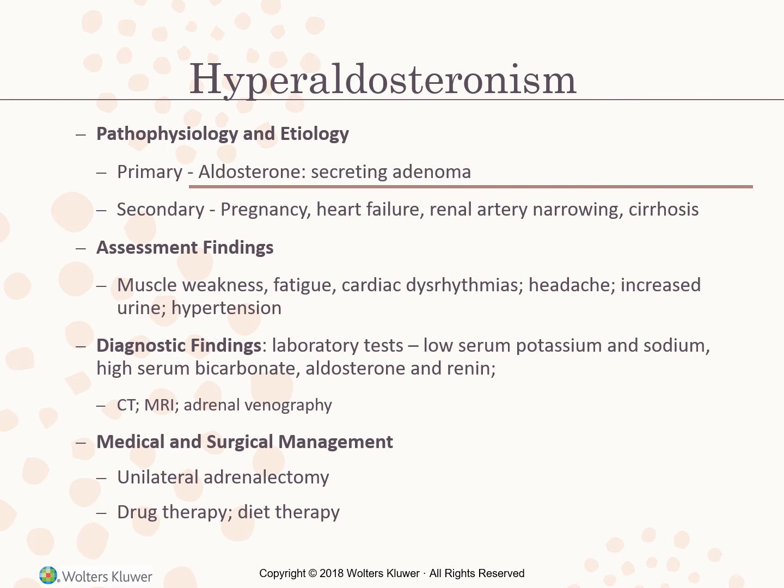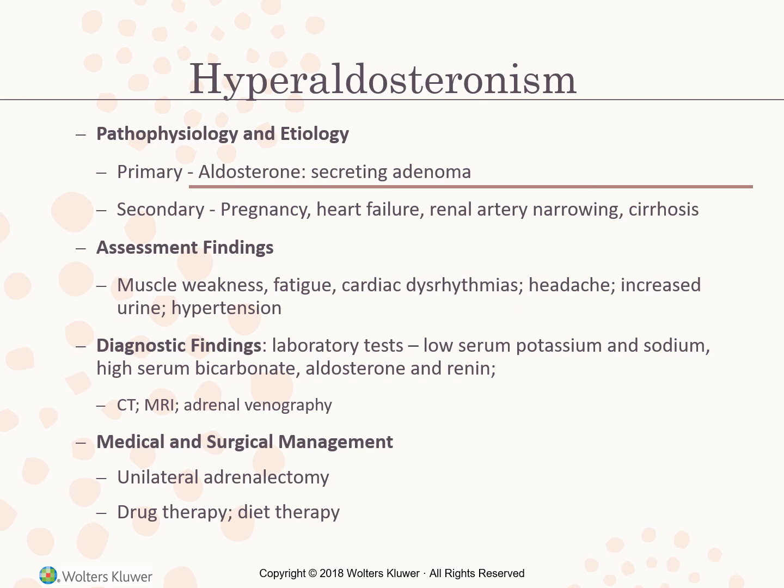Hyperaldosteronism is due to the excessive secretion of aldosterone, leading to extreme electrolyte imbalances. Aldosterone is a mineralocorticoid which is regulated by serum levels of potassium and sodium, the renin-angiotensin system, and ACTH. So the cause of primary hyperaldosteronism may be a benign aldosterone-secreting adenoma, an adrenal malignant tumor, or unknown. Pregnancy, heart failure, narrowing of the renal artery, and cirrhosis can cause secondary hyperaldosteronism.